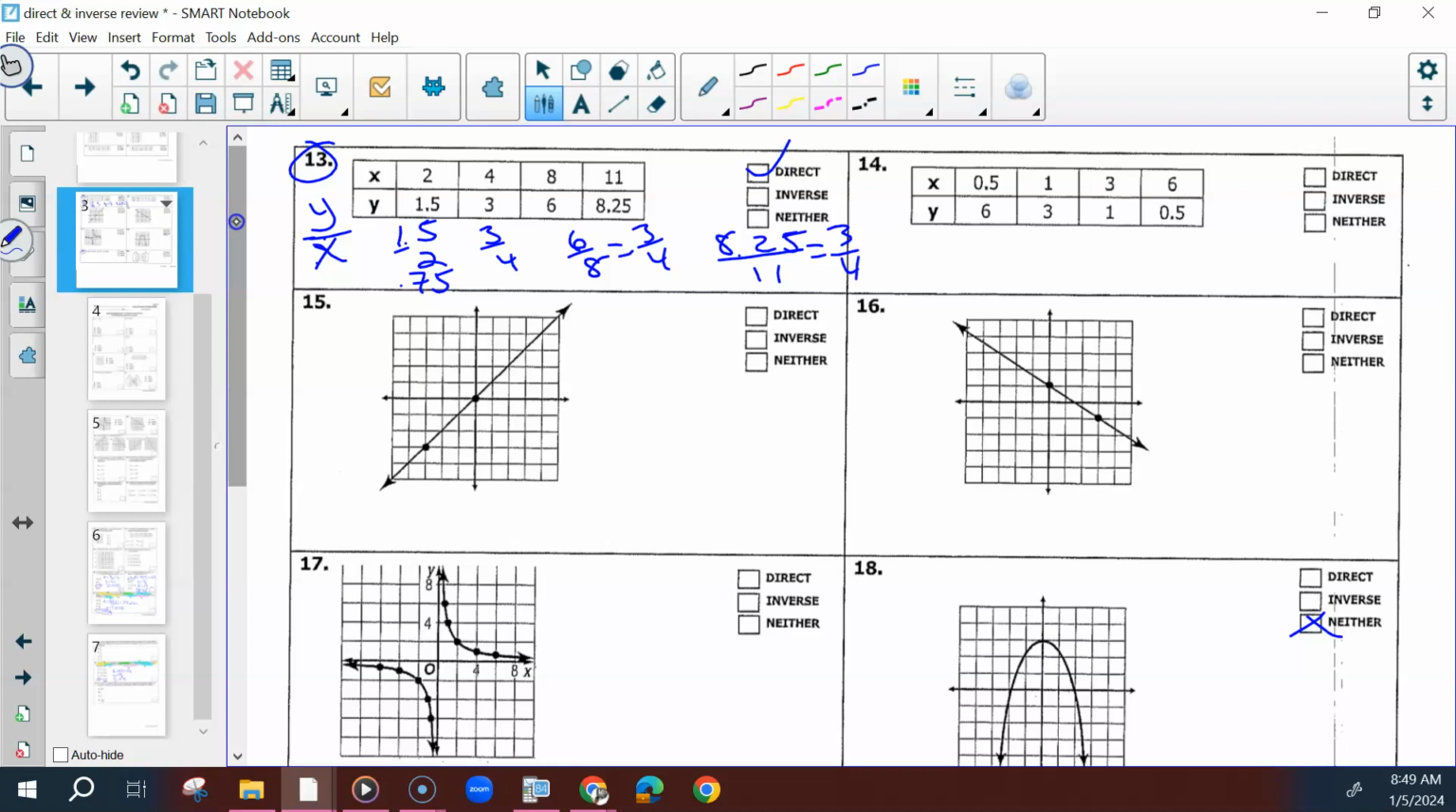If you started to do that and they were not the same, you could try inverse. If they were the same with inverse, then it's inverse. If they were not the same, it would be neither.